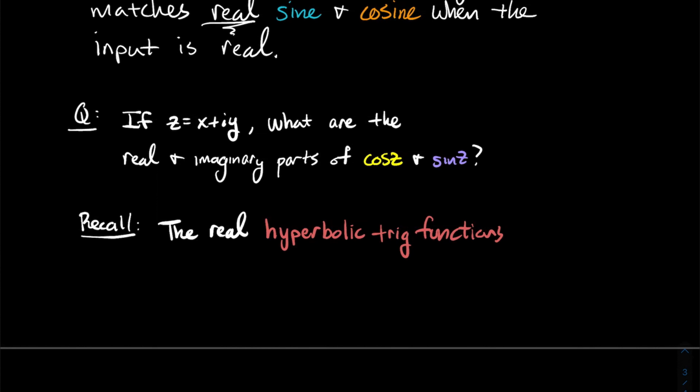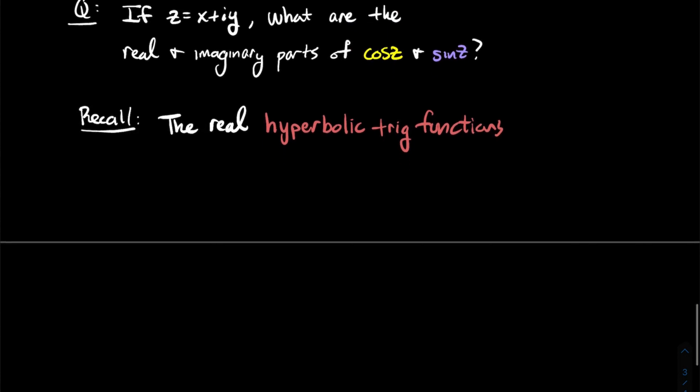So how are we going to do this? How do we pull apart cosine of z and sine of z? Well, the first thing that we need is to recall the real hyperbolic trig functions that, depending on your calculus class, I remember mine, we didn't really talk about it at all. I don't think I learned about the hyperbolic functions until I took a differential equations class.